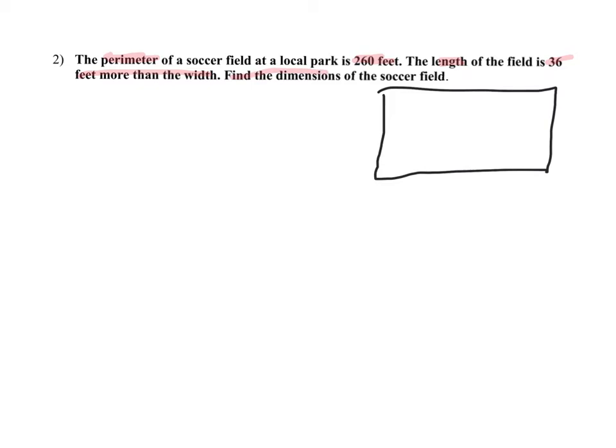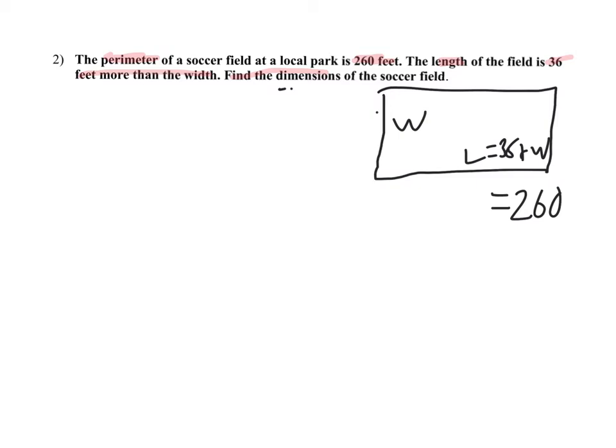So with perimeter, the perimeter is just all the sides added up. So we know our dimensions added together is 260, so we can set this equal to 260. We'll set this side as the length and this side as the width. We know our length is 36 feet more than the width, so 36 plus W, where we set our width equal to W. So we're just going to leave that term there.